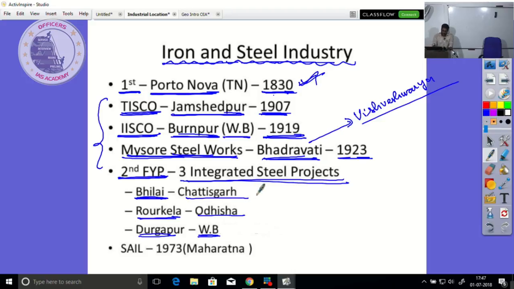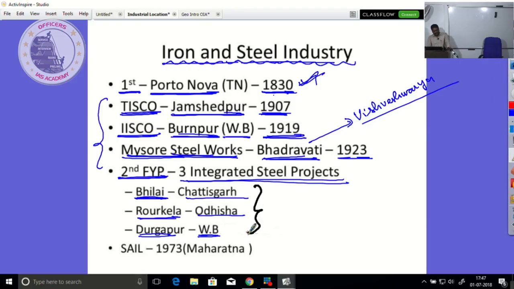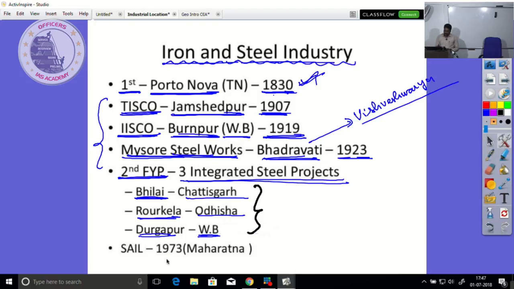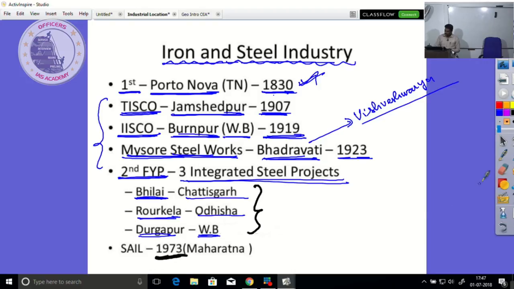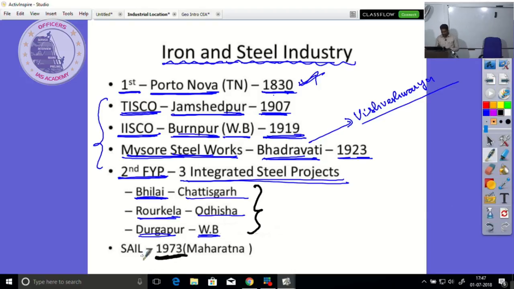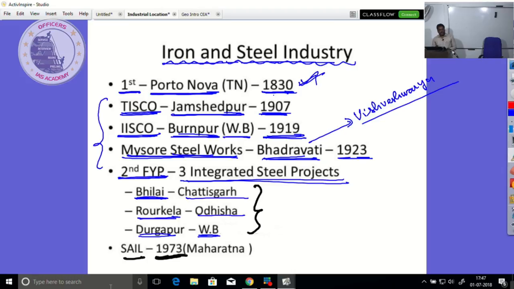Right, sir, these are the three iron and steel industries which were almost set up post-independence, during the second five-year plan. And when I talk about 1783, this was the year when Steel Authority India Limited was set up, formed. And today, it is a Maharatna company, sir.